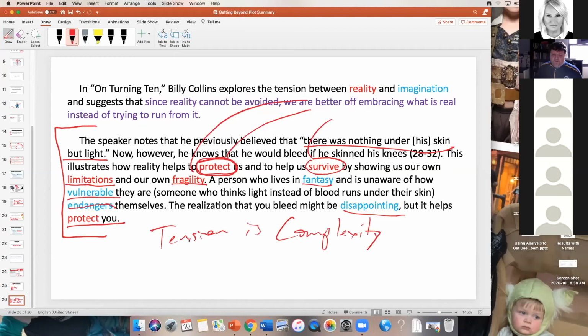So if you're talking about how these two concepts are always battling and pulling each other, and how that affects everything, yeah, that's the complexity point. That's the meaning point. That's the tension point. Okay, that's really helpful. Thank you.